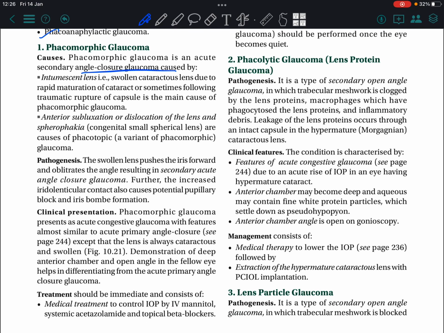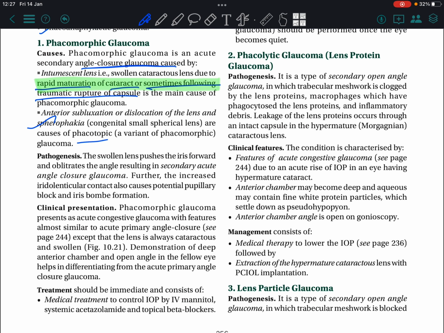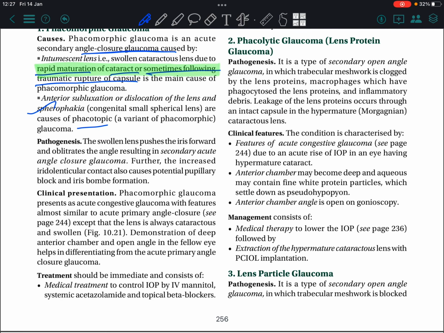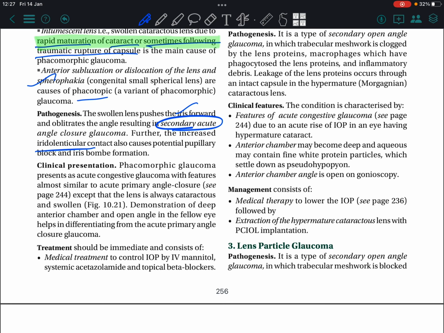Phacomorphic glaucoma is an acute secondary angle-closure glaucoma. It is caused by an intumescent lens, that is, a swollen cataractous lens due to rapid maturation of cataract, or sometimes following traumatic rupture of the capsule, the main cause of phacomorphic glaucoma. Anterior subluxation or dislocation of the lens and spherophakia are also causes. Pathogenesis: the swollen lens pushes the iris forward and obliterates the angle, causing secondary angle-closure glaucoma. Further, the increased iridolenticular contact also causes potential pupillary block and iris bombé formation.